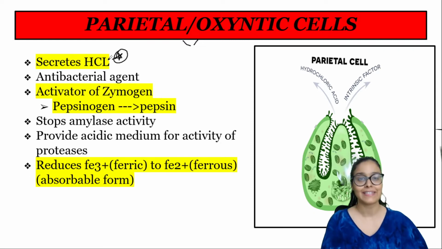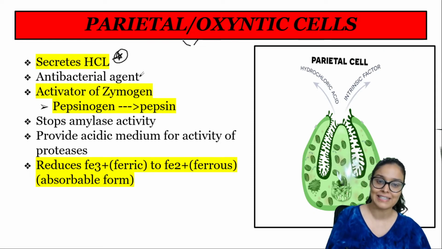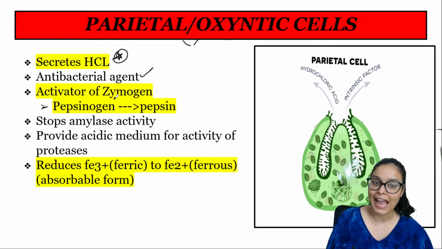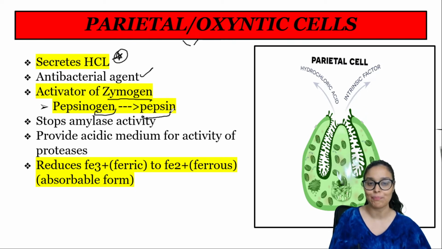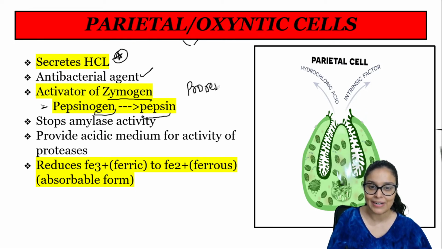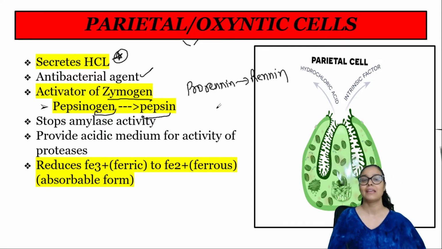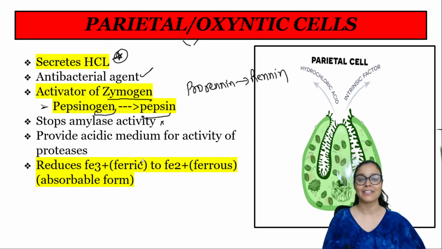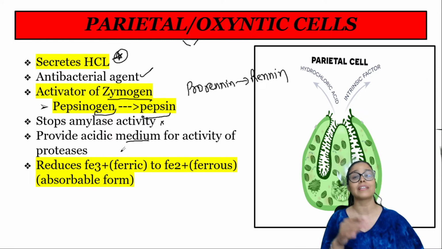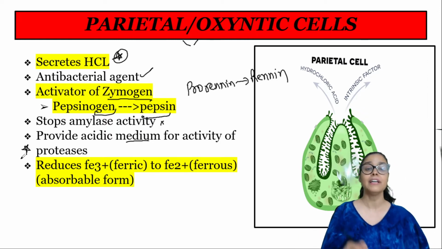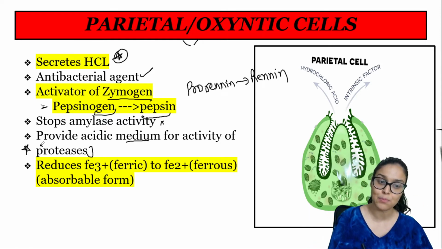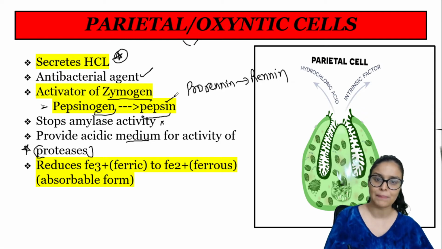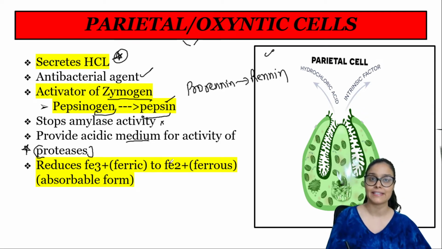So parietal or oxyntic cells secrete HCl, which you have to remember is antibacterial. Plus it will activate zymogen proteins, like the zymogen enzyme pepsinogen into pepsin, and in the same way prorenin into renin. So it will be activating enzymes, which you have to remember. Plus it will stop the amylase activity, and it provides an acidic medium for the activity of proteases, meaning protein digesting enzymes. And we know pepsin and renin are both protein digesting enzymes.